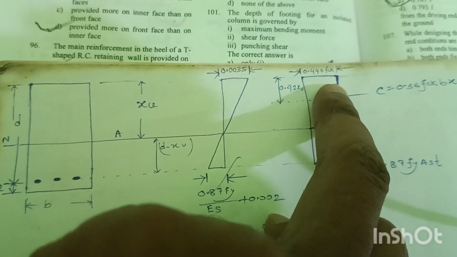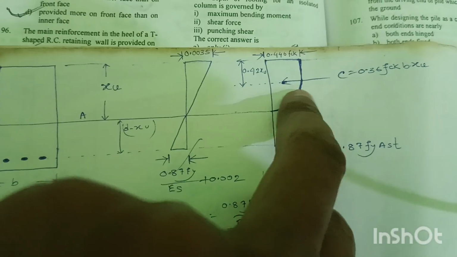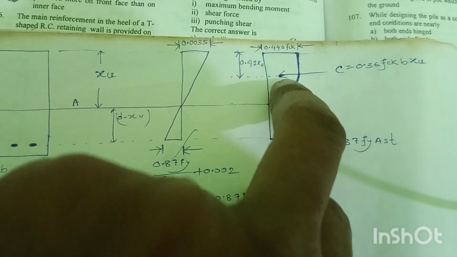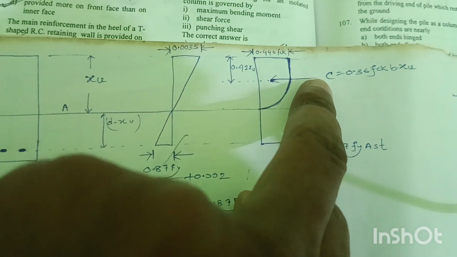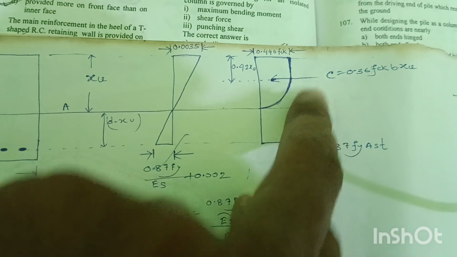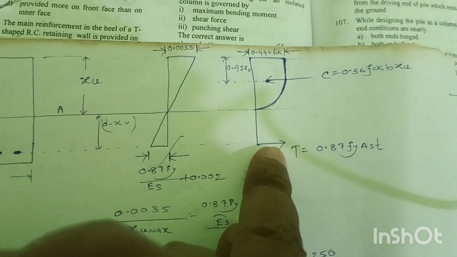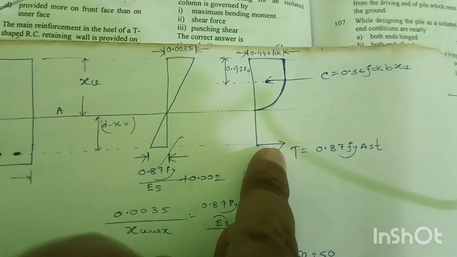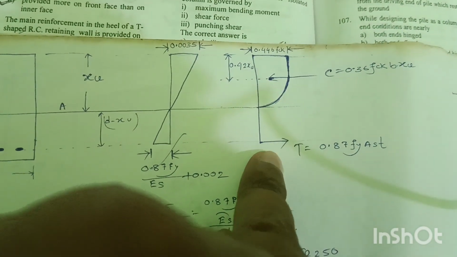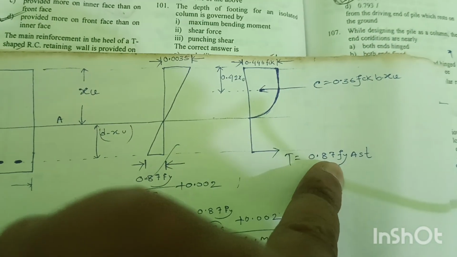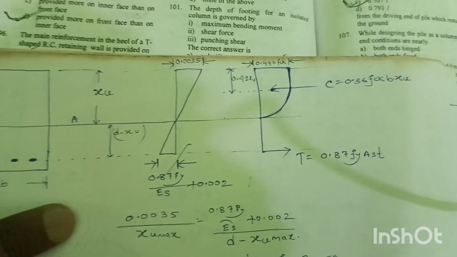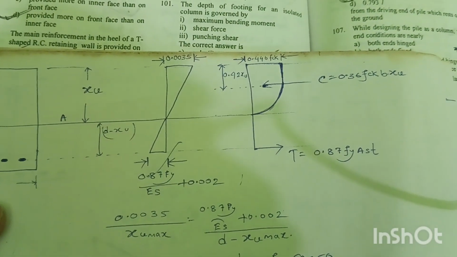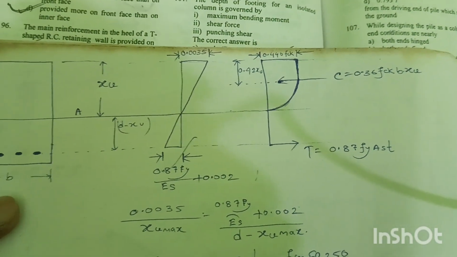Rectangular at the top and then parabolic. So the compression force from this section will be 0.36 fck B into xu, where fck is the characteristic compressive strength of concrete, and the tension force will be at this level, 0.87 Fy Ast. Fy is the yield stress of steel and Ast is the area of the steel.